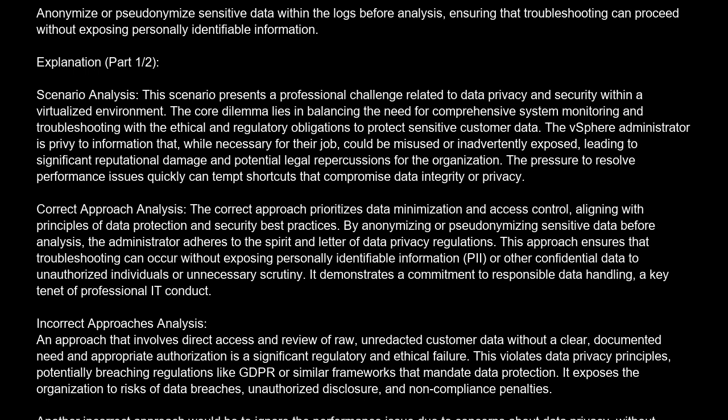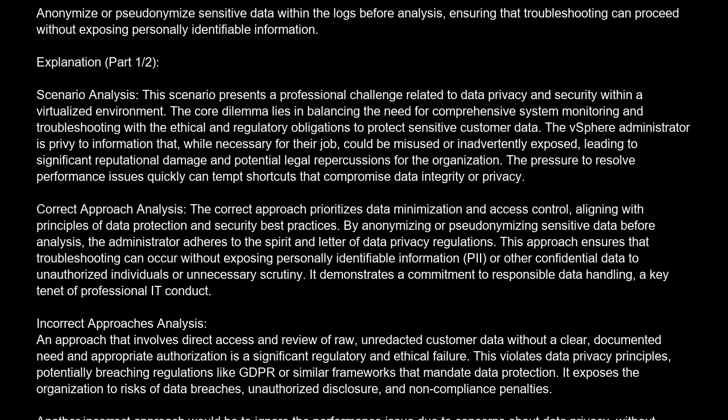Explanation. Scenario analysis. This scenario presents a professional challenge related to data privacy and security within a virtualized environment. The core dilemma lies in balancing the need for comprehensive system monitoring and troubleshooting with the ethical and regulatory obligations to protect sensitive customer data. The vSphere administrator is privy to information that, while necessary for their job, could be misused or inadvertently exposed, leading to significant reputational damage and potential legal repercussions for the organization. The pressure to resolve performance issues quickly can tempt shortcuts that compromise data integrity or privacy.